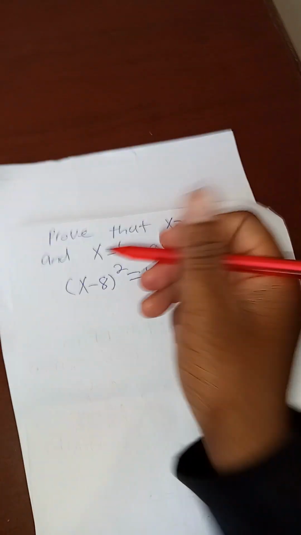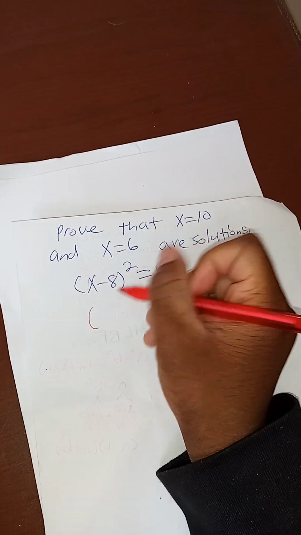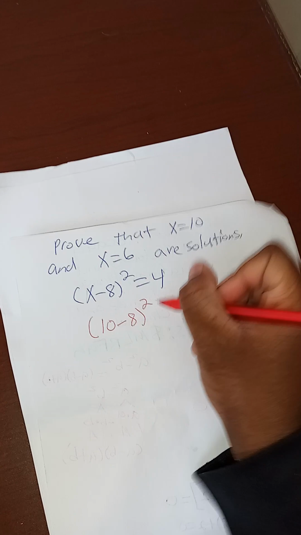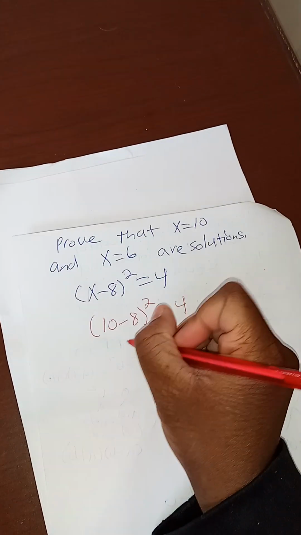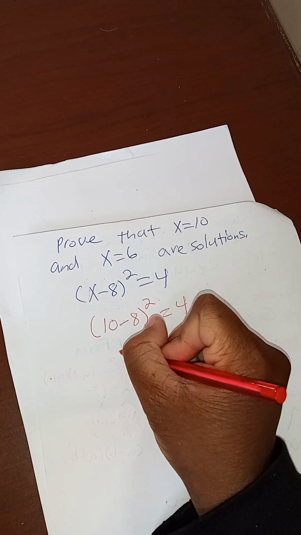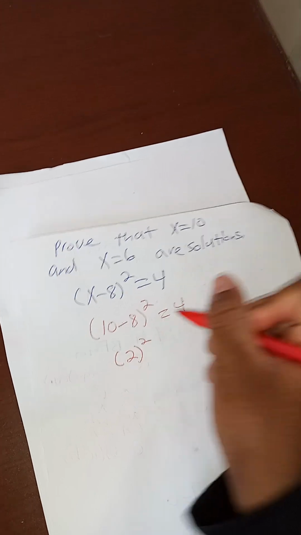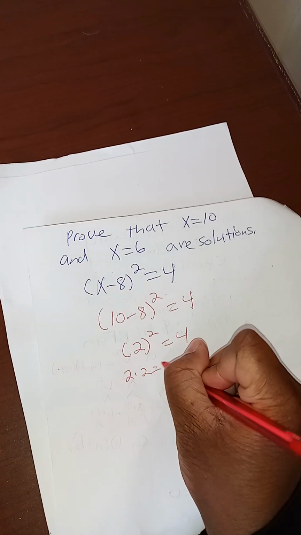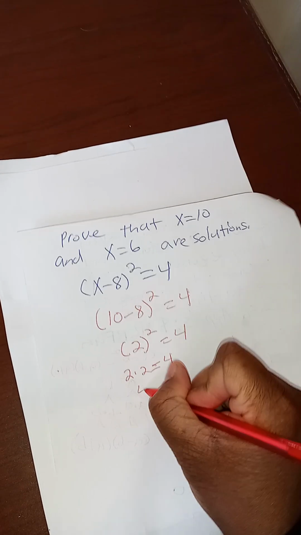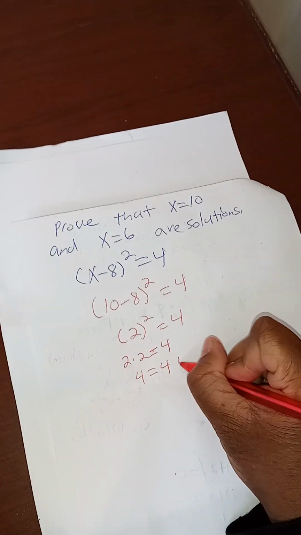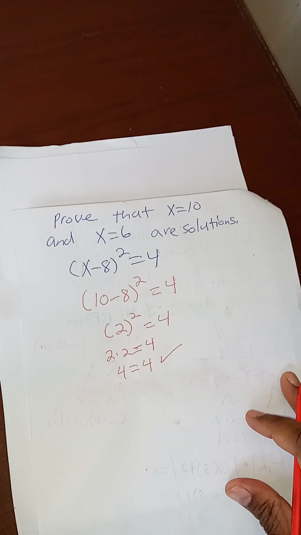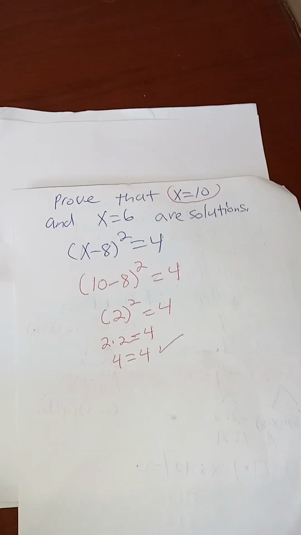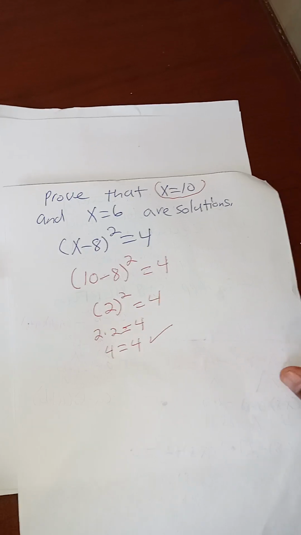So our first solution of 10, we will plug this in. So (10 - 8)^2 = 4. So 10 minus 8 is 2. Then we raise it to the second power. It's equal to 4. And 2 times 2 is equal to 4. And 4 equals 4. And that's true. So x = 10 is a solution. We could go ahead and circle that because that is a solution.